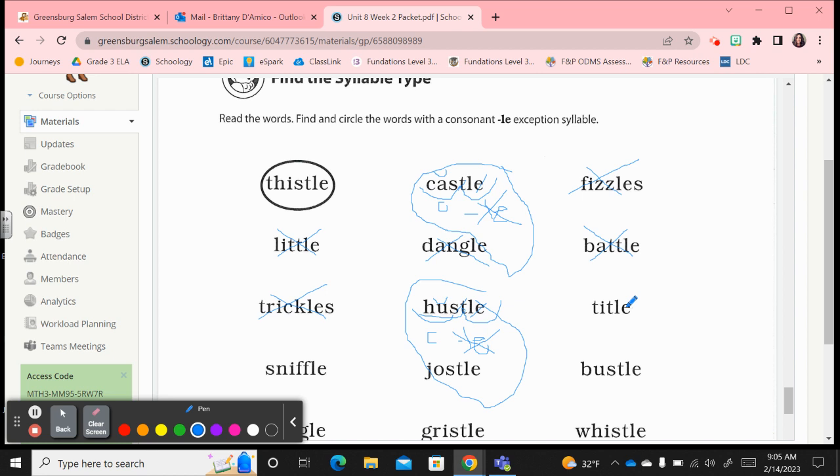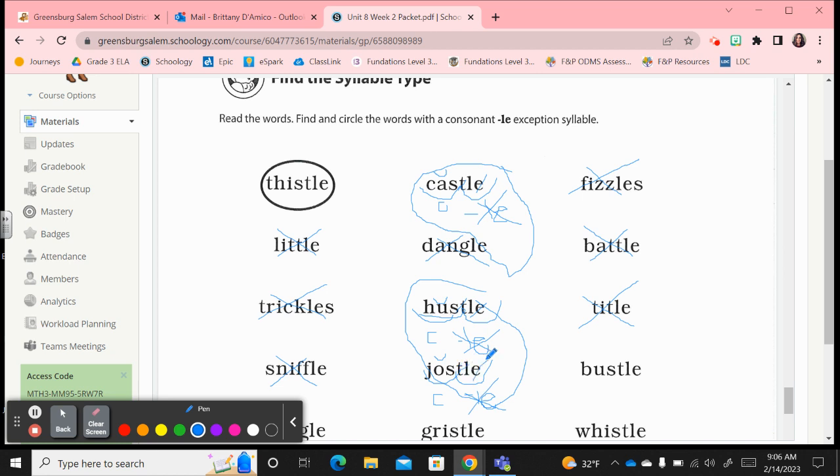Okay, title, that is not an exception. Sniffle, not an exception. However, this one that I already kind of circled is an exception. Jostle. That T is silent. So the first syllable is closed. The second syllable is your consonant LE exception. Make sure you cross off the silent E and the silent T.